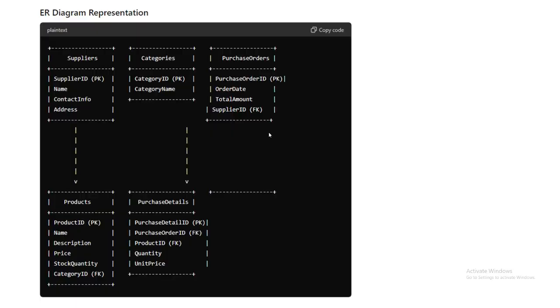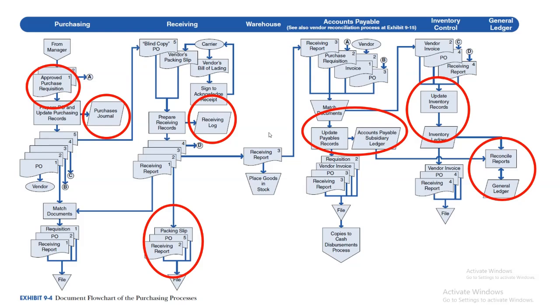And we just look at this diagram. This is the diagram of a purchasing business process. Okay, so there's suppliers, products, categories, and if you notice, there is no accounting yet. Actually, I used Chat GPT to generate this. But there's no accounting here. So let's proceed.